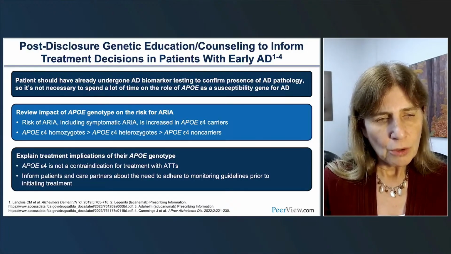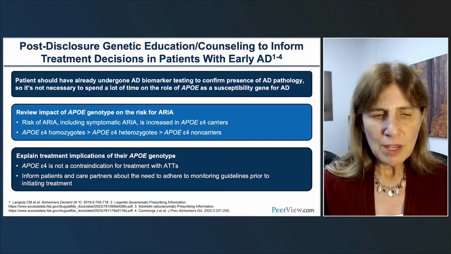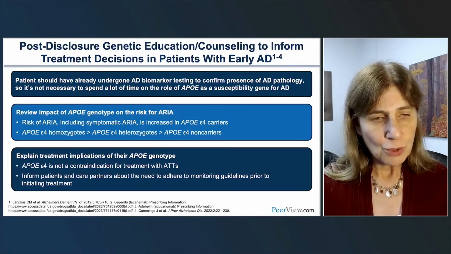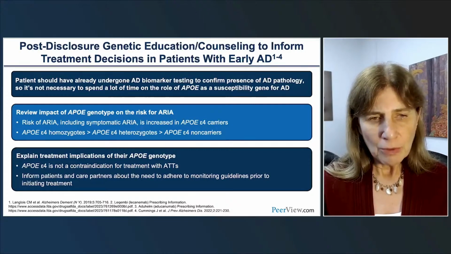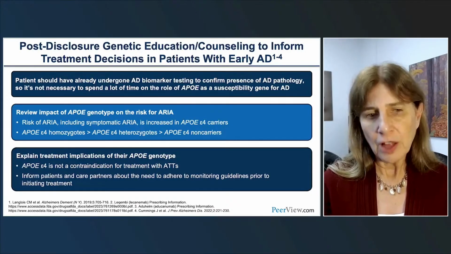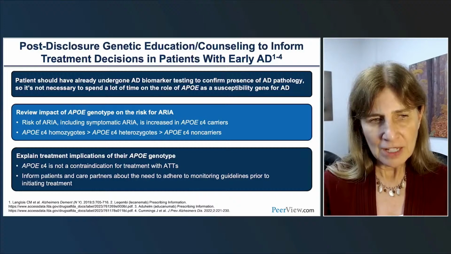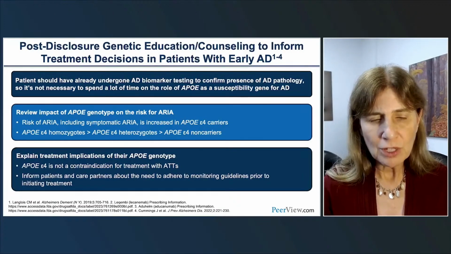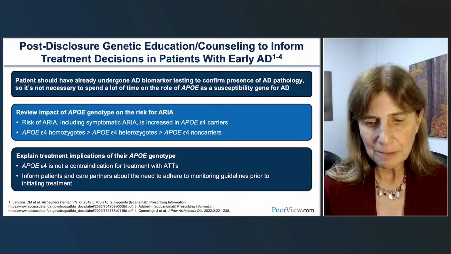And I think you can reassure people that ApoE4 homozygote individuals and heterozygote individuals were included in the pivotal trials that led to approval of both lecanemab and donanemab, and that being an ApoE4 carrier is not a contraindication to these therapies.